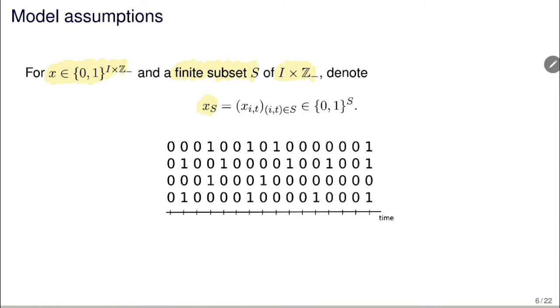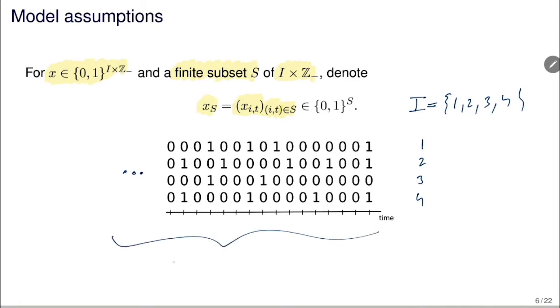So more precisely, x sub S is the configuration x_{it}, where the pair (i,t) belongs to the set S. To illustrate this definition, let us consider an example, again with I equal to the set {1, 2, 3, 4}, and let's say that the neurons are arranged in this way, 1, 2, 3, and 4, and suppose that my configuration x is this thing here.